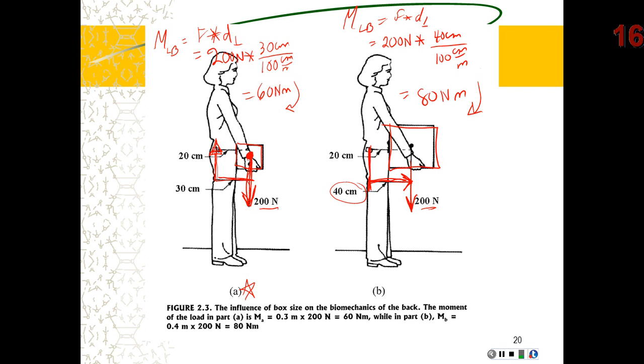The muscles in your lower back are going to have to resist this, so your muscles are going to have to counteract this. Is it better for your muscles to counteract a smaller moment or a larger moment? You would say smaller. So the small dense box is the better case. Case A is the better case.